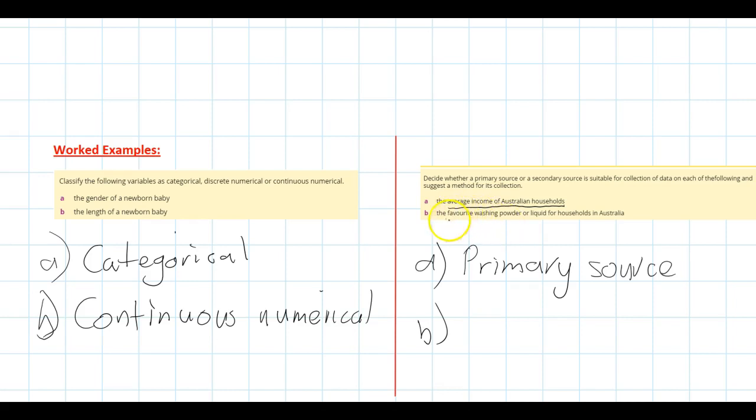The second one here is the favourite washing powder or liquid for households in Australia. Now the census doesn't collect data like that, so if you want to get primary source in this case, you need to actually interview all the households in Australia, which really can't be done. So the best way to do this would probably use secondary source. So that's doing some research and getting second-hand information so you can work out the answer for that one. So it's not using the primary source, it'll be using a secondary source as the best form of information.